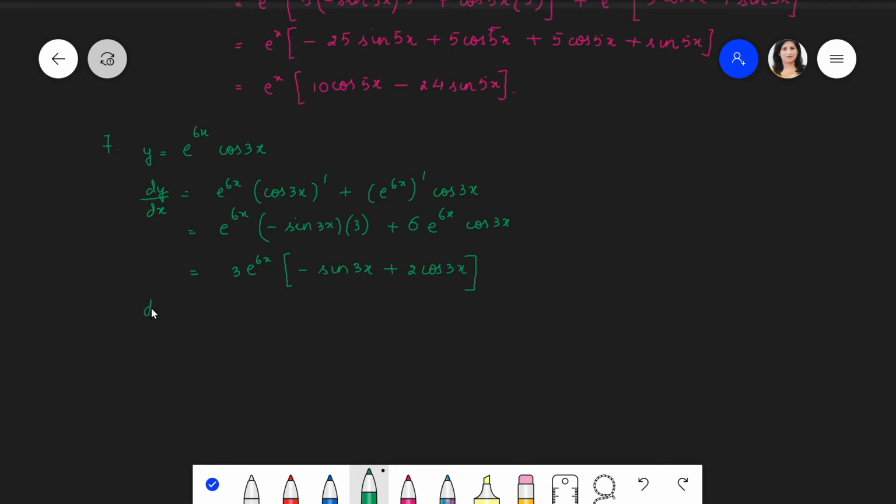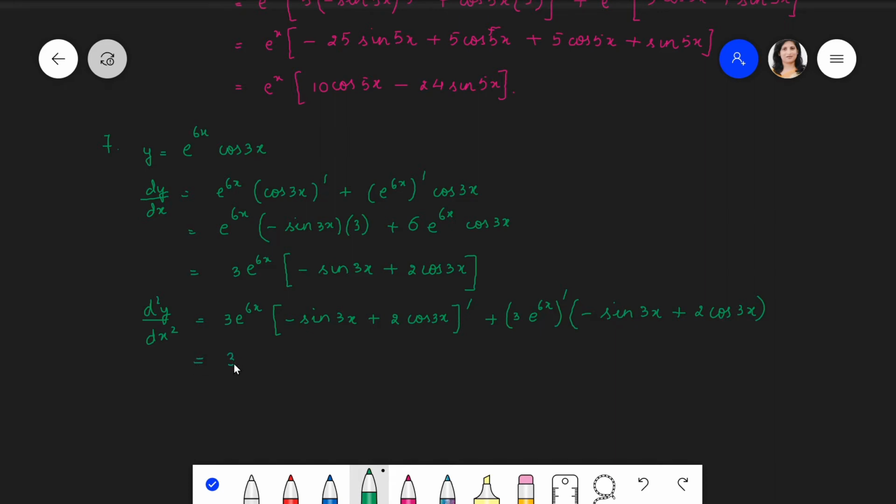First order derivative obtained. Then the second order derivative, d2y by dx square is equal to 3 e to the power 6x, derivative of, once again we are using the product rule, so the derivative of the term in the brackets, this plus 3 times e to the power 6x into the derivative of the exponential function into minus sine 3x plus 2 cos 3x.